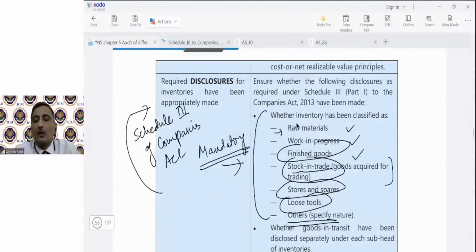Yes, students. So we have completed assertions pertaining to inventories. Now let us first see the queries, what you are saying.